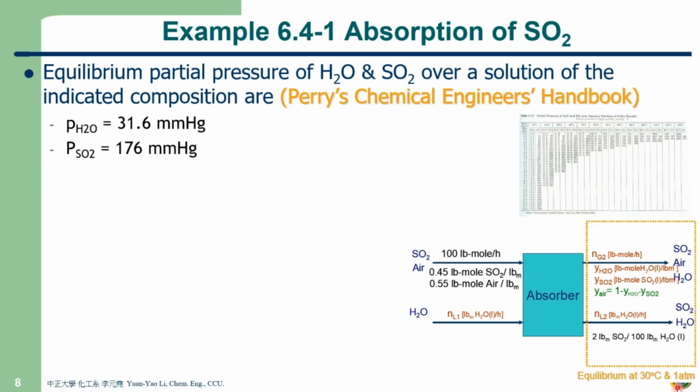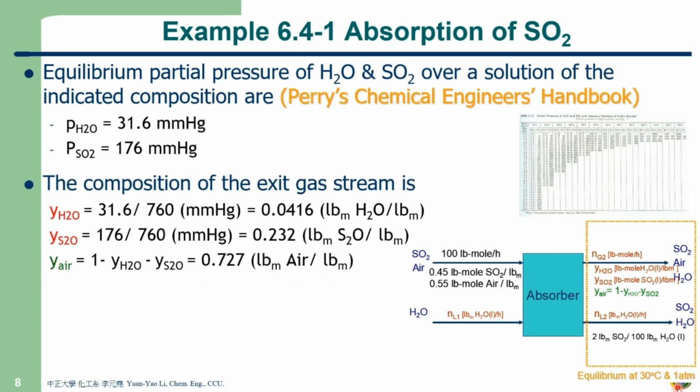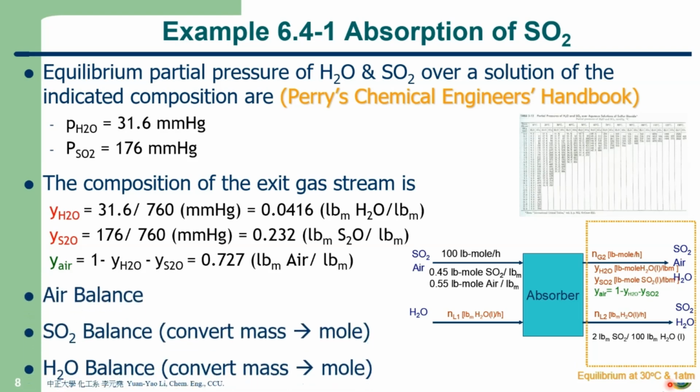So this is the kind of calculation. I don't want to go through it with you, because once you know these two, you only have three unknowns. For three unknowns, use mass balance: air input equals output, sulfur dioxide input equals output, and water input equals output. So you can solve these five unknowns.